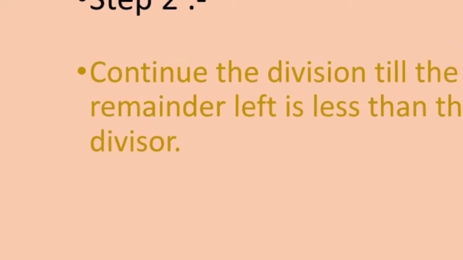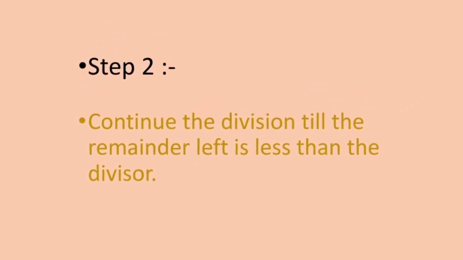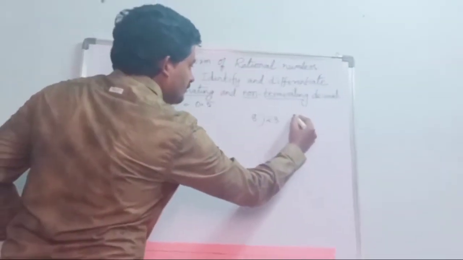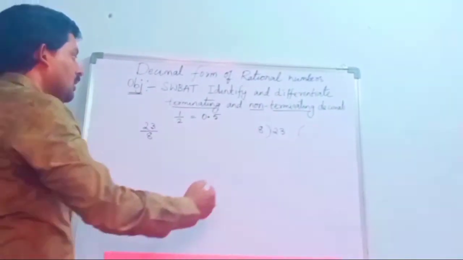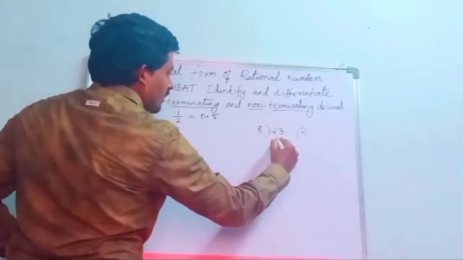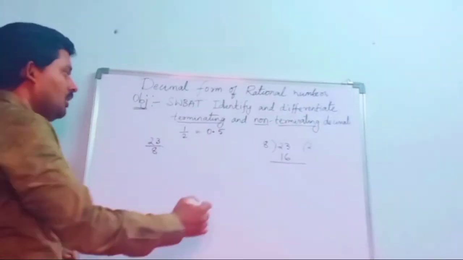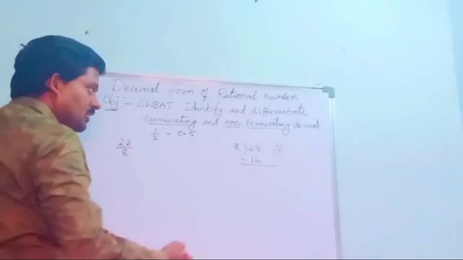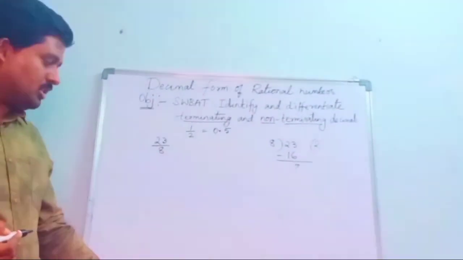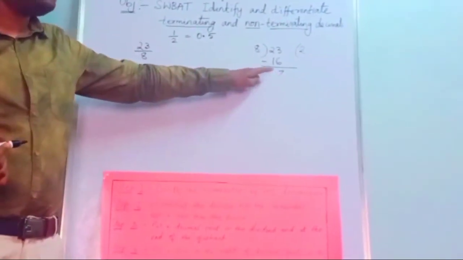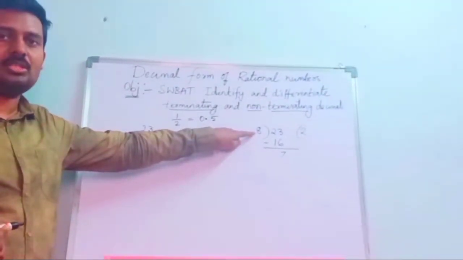The second step says continue the division till the remainder left is less than the divisor. So we will try to divide this. So 8 times what is the closest number to 23? 8 2's is 16, right? 8 2's is 16. 8 3's is 24. So we cannot take 8 3's are 24. Now if we subtract 23 minus 16, we get 7, right? Now here we got a remainder which is less than the divisor. 7 is less than the divisor. Yes or no? Yes. 7 is less than the divisor, which is 8.